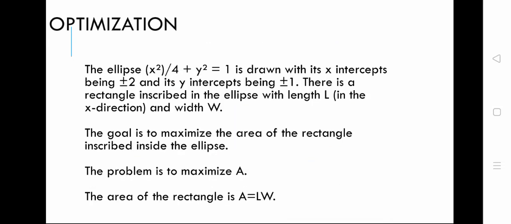So the ellipse x squared over 4 plus y squared equals 1 is drawn with its x-intercepts being plus or minus 2 and its y-intercepts being plus or minus 1. So yun na yung given. Kasi drawing kasi yun yung sinasabi na equation, x squared over 4 plus y squared is equal to 1. There is a rectangle inscribed in the ellipse with length L and width W, and the goal is to maximize the area of the rectangle inscribed inside the ellipse. The problem is to maximize A, and the area of the rectangle is A equal to length times width. So our goal is to maximize A equal to L times W.